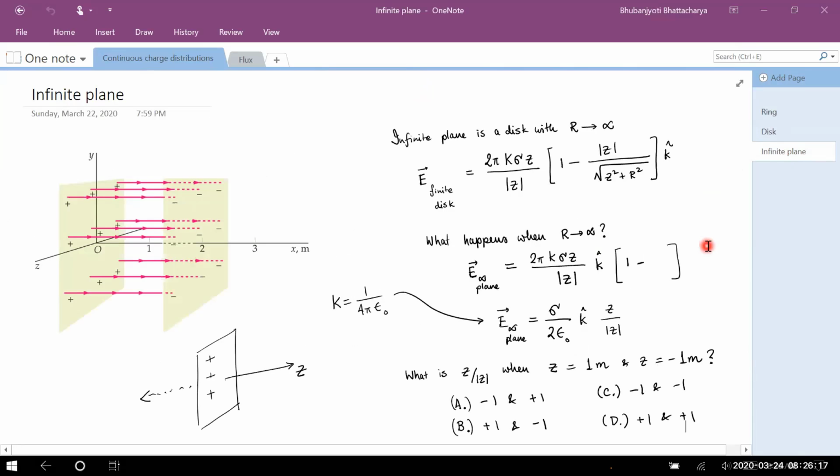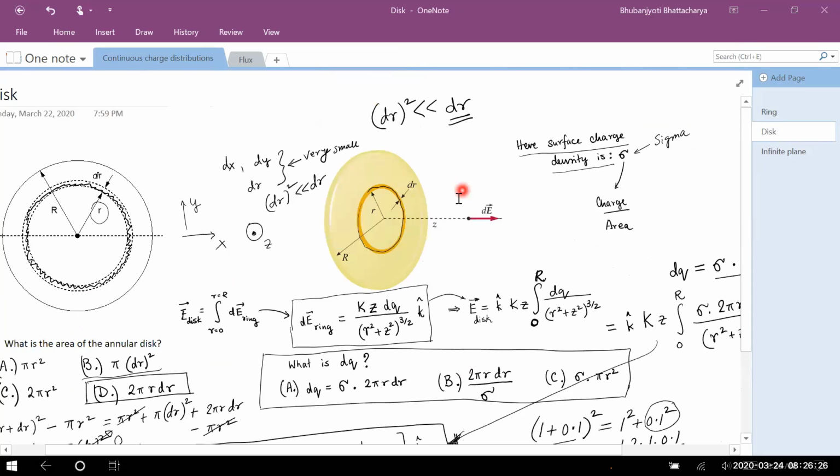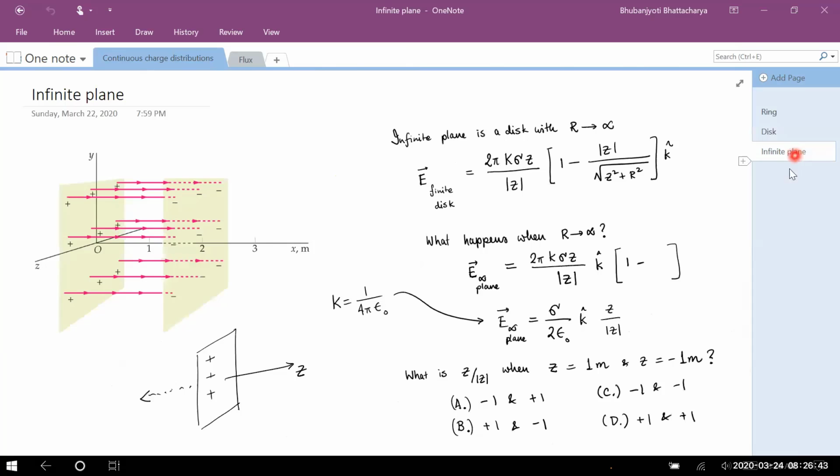And the connection is that if I take a disk and start increasing its radius. So in my disk problem over here, I had this disk, but now I started increasing the radius of this capital R and made that radius infinitely large. So if I make that radius infinitely large, there is no end to that disk. So it's basically the same as an infinite plane. That's the idea.